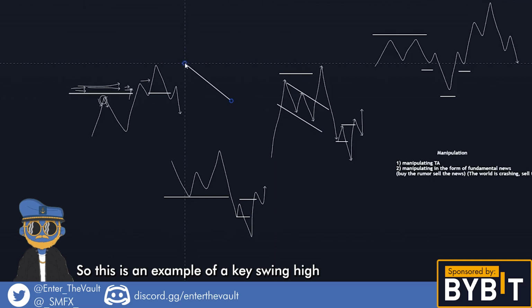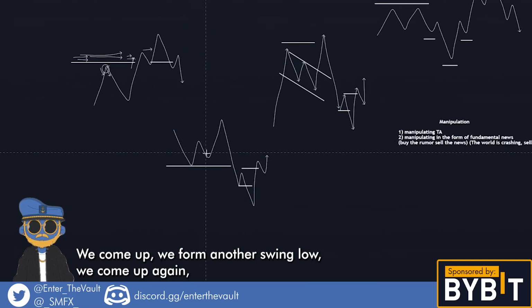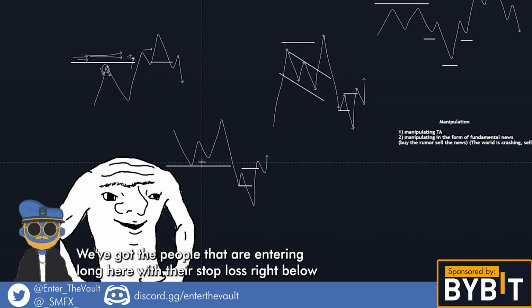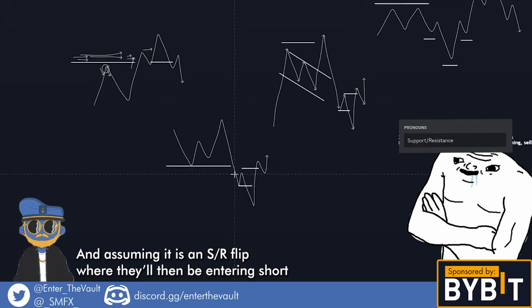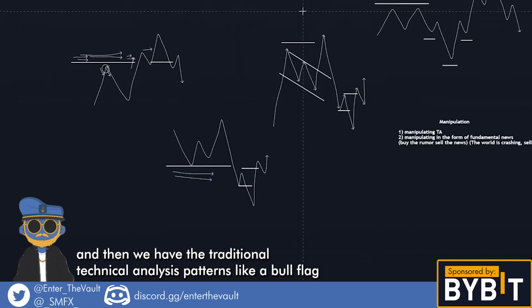So this is an example of a key swing high, and here is an example of a double bottom. A swing low forms, we come up, we form another swing low, we come up again, we break below this double bottom. So now we've got two kinds of traders. We've got the people that are entering long here with their stop loss right below, and then we have the other traders that are waiting for a break of this support and assuming it is an SR flip, where they'll then be entering short.